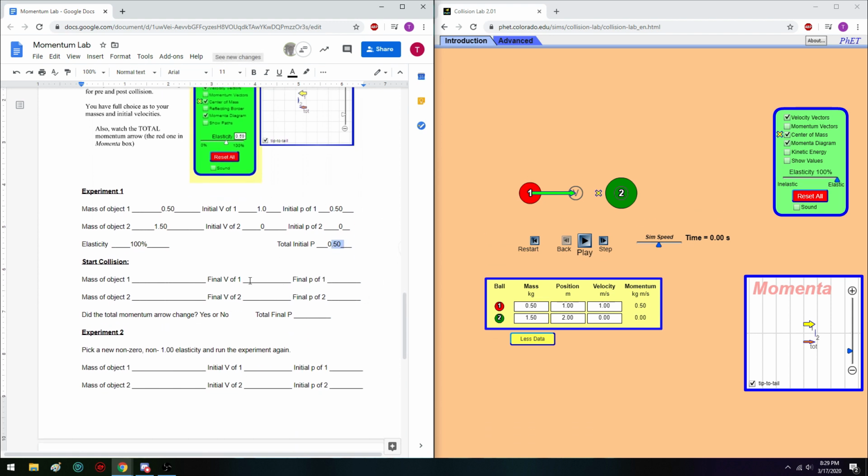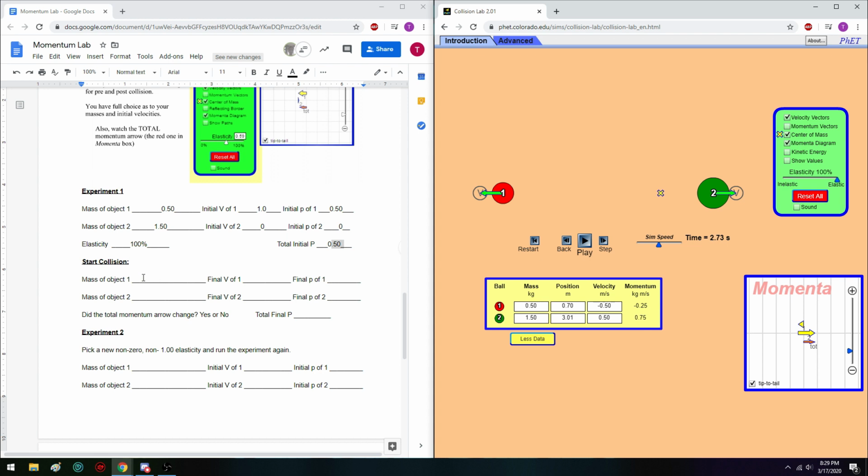Then what we're going to do is, like it says here, start the collision. Just hit play and watch as they bounce off each other. Right when they bounce off each other, you can just pause it right there and collect your data, or you can leave it running. It really doesn't matter if you leave it running or you pause it.